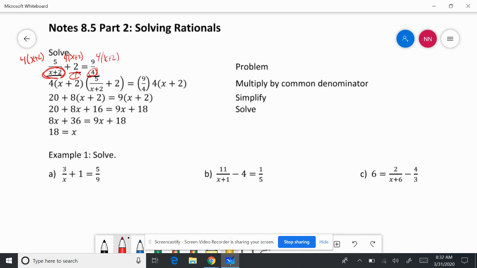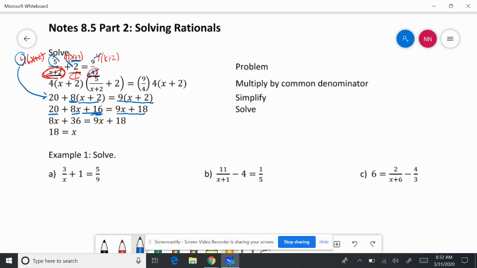Now when you're looking at it, with this first one, we cancel the x plus 2's, and that's why we get 4 times 5, which is 20. For this next one, because there's nothing to cancel, we multiply the 4 and the 2, and that gives us the 8, and we still have the x plus 2. And with the last term, the 4's cancel, so what we get is 9 times x plus 2, which is 9x plus 18. We distribute the 8, and now we add the like terms.